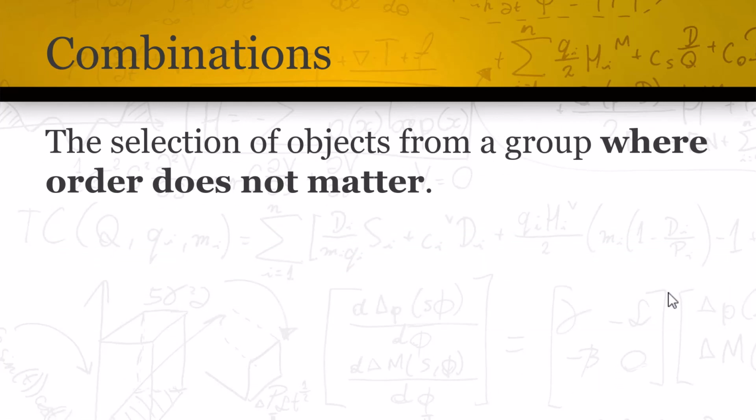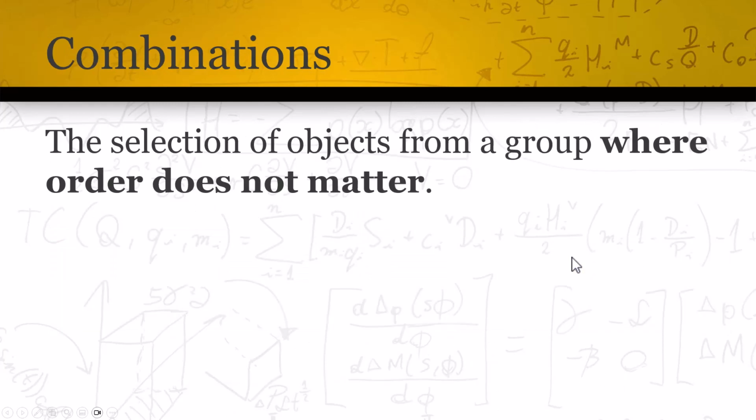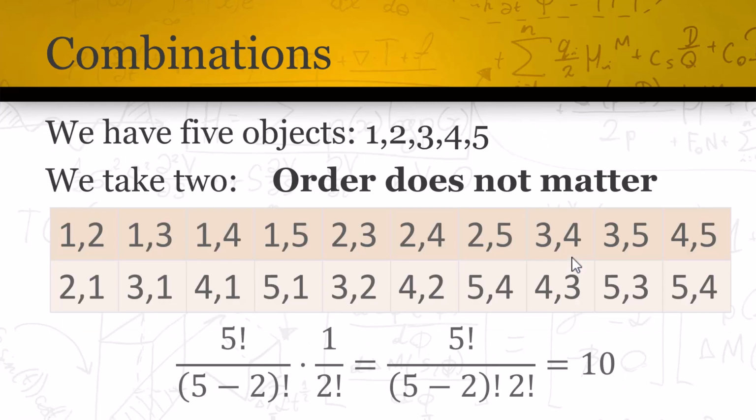Well, in combinations, order doesn't matter. We're selecting objects from a group, and if we get a 1 and a 2, or a 2 followed by a 1, it doesn't matter. We'll consider that the same thing. So these two would be considered the exact same outcome. These two would be considered the exact same outcome, and so forth. As a matter of fact, this is what it will look like when order doesn't matter.